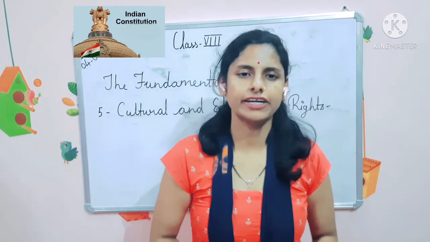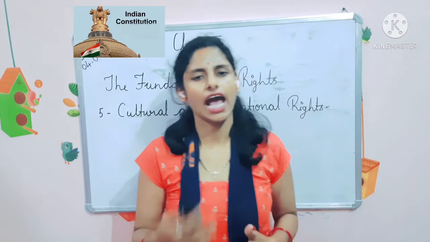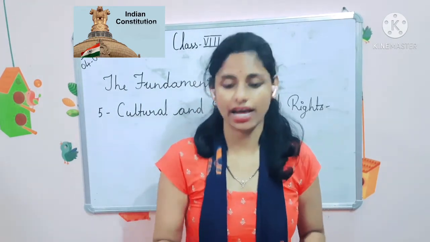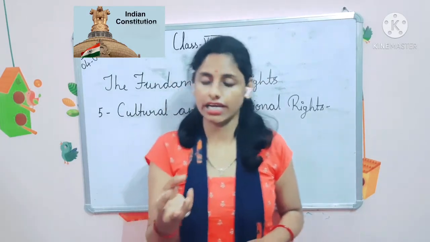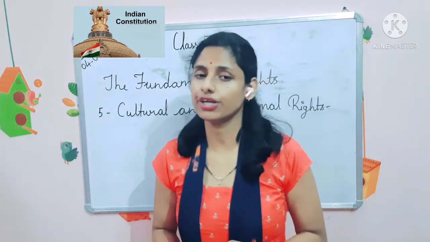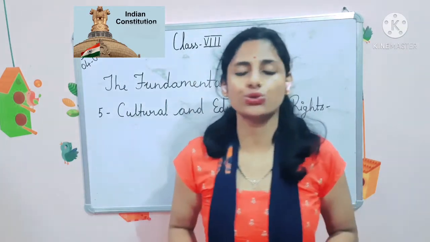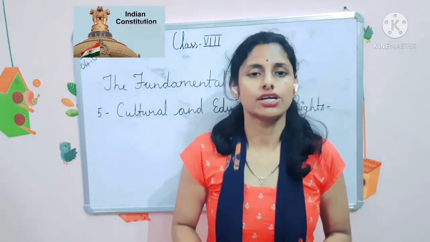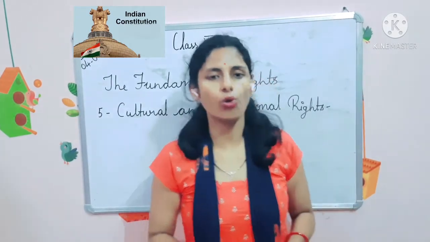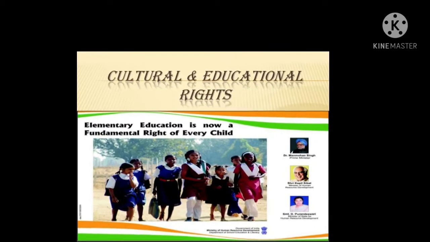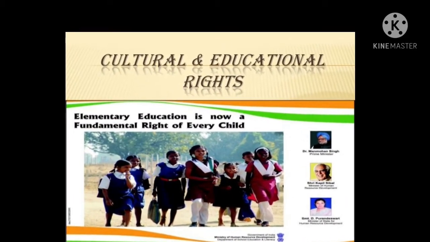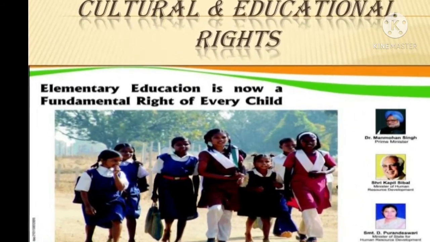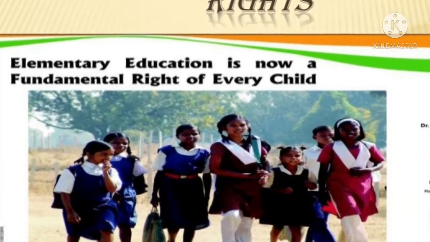The fifth fundamental right is the cultural and educational right. The Constitution states that minorities, religious and linguistic, can set up their educational institutes in order to preserve or develop their own culture. Now we will discuss more about it. Cultural and educational rights also mean that elementary education is now a fundamental right of every child.